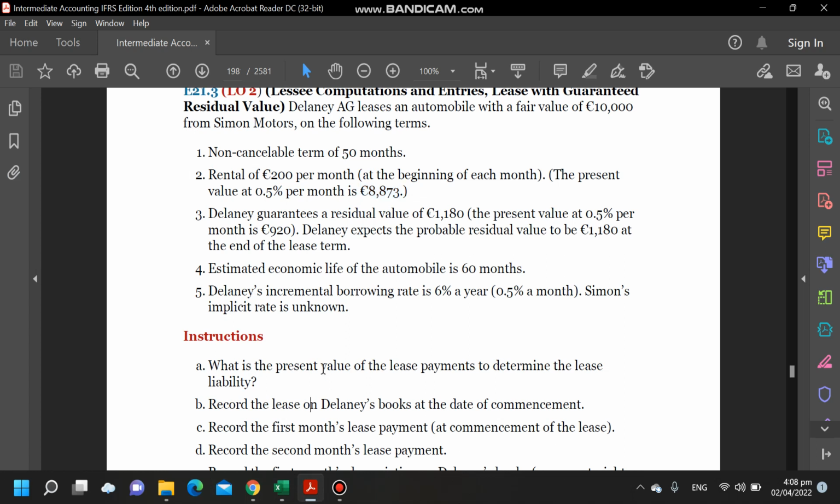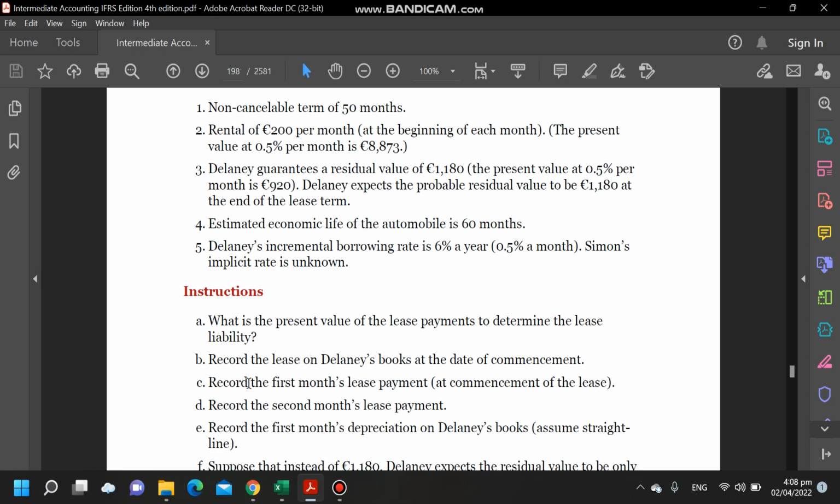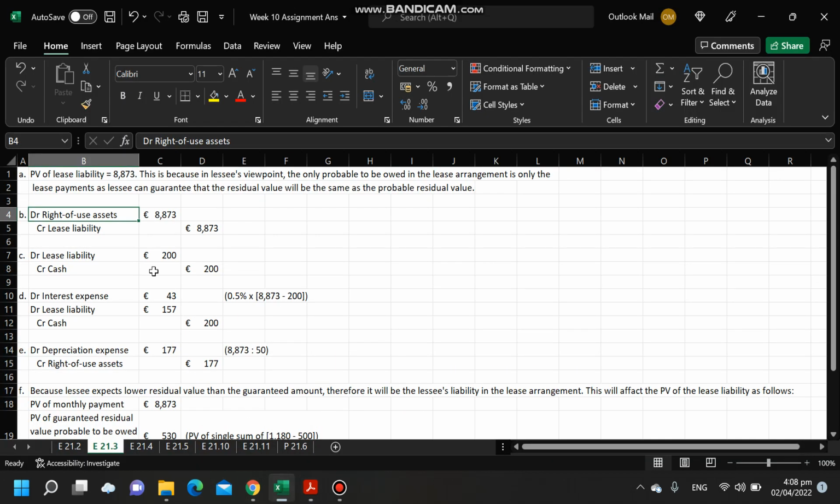And then B, record the lease on Delaney's books at the date of commencement. So this is very simple. For B, we'll just debit right of use asset, credit lease liability 8,873, at the date of commencement. And then C, record the first month's lease payment at commencement of the lease. So after the company leases, directly the company will pay the first payment. So very simple, it is only debit lease liability, credit cash 200.